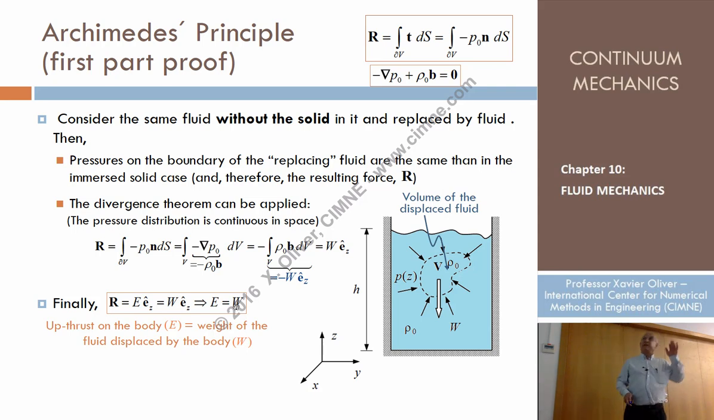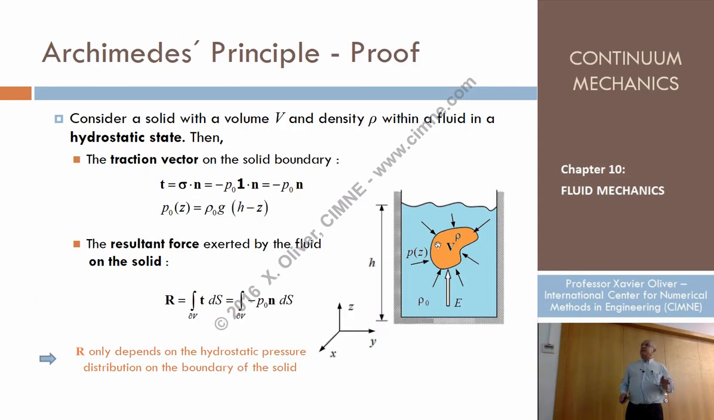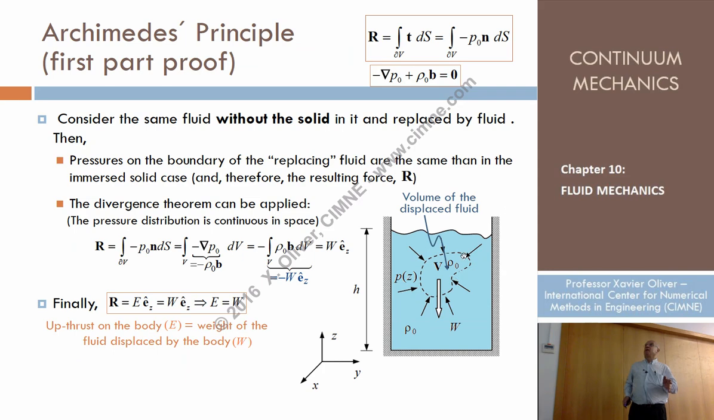So now we have proven that a submerged solid experiences an upthrust force which is vertical and which is equal to the weight omega of the displaced fluid. So that's the first part of the theorem of Archimedes, the Archimedes principle. Okay? Any question?